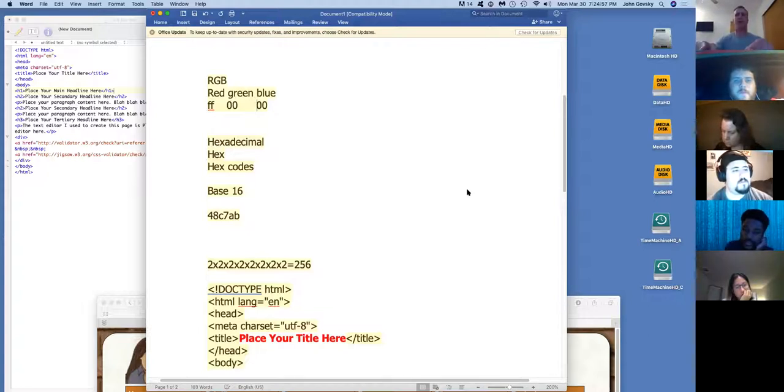00FF00. There it is. Exactly. 00FF. So you get how this works. And then all these different combinations to different colors. So there are charts of hex codes online, lots and lots of them.